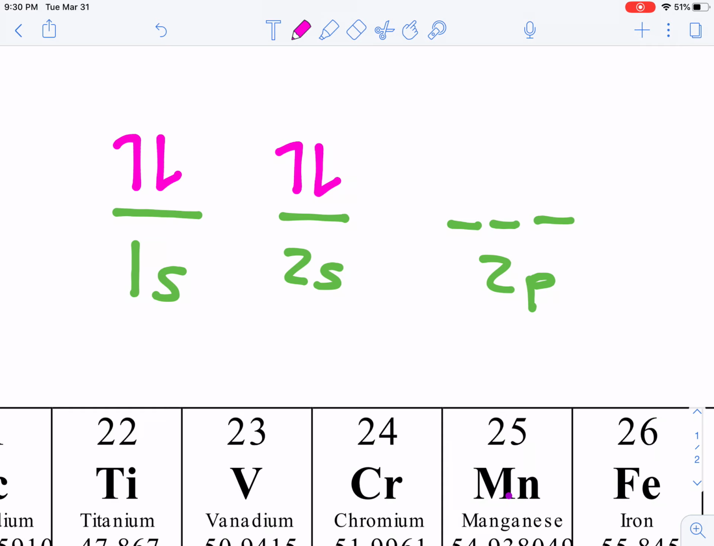Now we have to fill these according to Hund's rule, right? So we are going to fill 1 electron there. There's our 5th electron. Here's 6. Here's 7. And now we can come back and we can start doubling up, 8 and 9. So there are 9 electrons in fluorine.